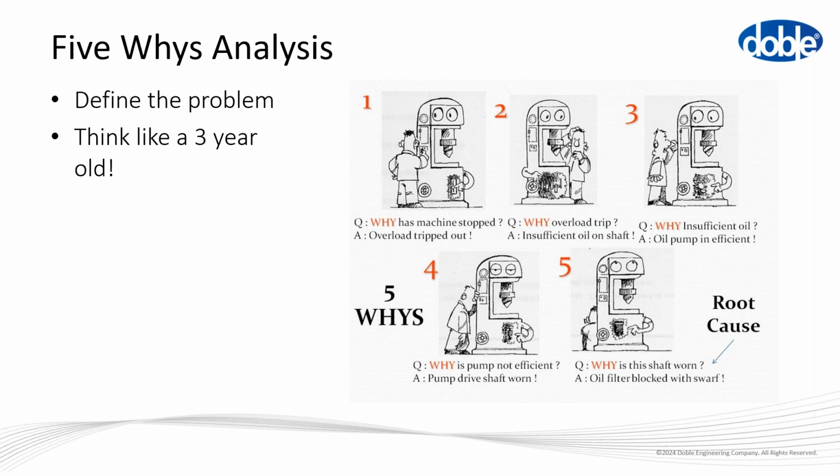Why wasn't there enough oil? Well, the pump was inefficient. Why was the pump inefficient? Well, the pump drive shaft was worn. Why was the drive shaft worn? Well, the oil filter was blocked. Now, you could then ask again, why was the oil filter blocked? And the answer probably is the maintenance wasn't done as it should have been.